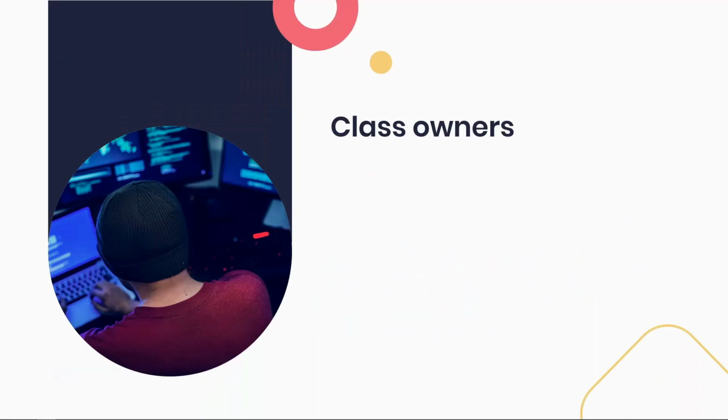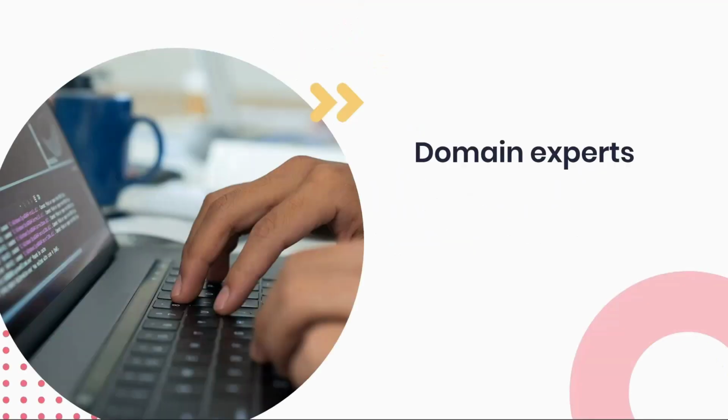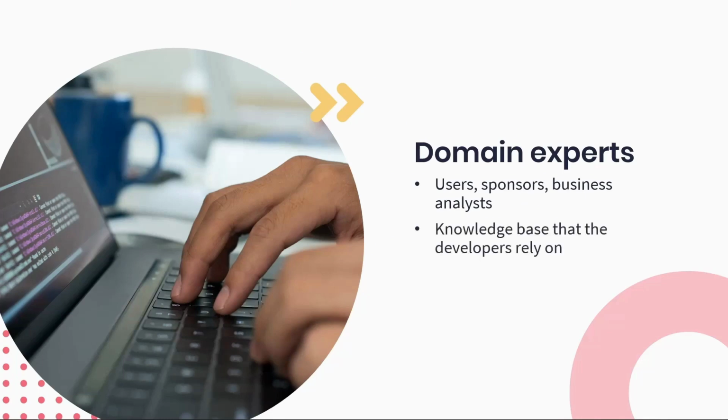The class owners are developers who work as members of a small development team under the guidance of a chief programmer to design, code, test, and document the features required by the new software system. The domain experts are users, sponsors, business analysts, or any mix of these. They are the knowledge base that the developers rely on to enable them to deliver the correct system. Domain experts need good verbal, written, and presentation skills. Their knowledge and participation are absolutely critical to the success of the system being built.